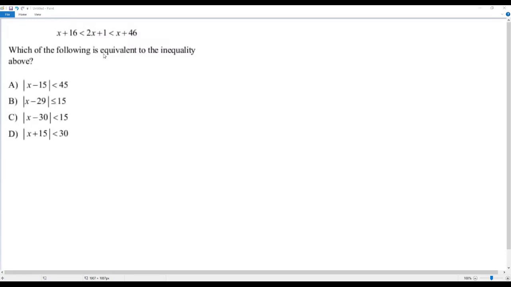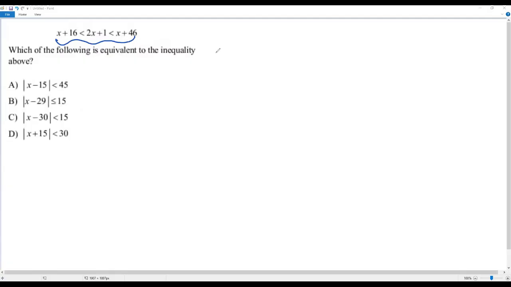Here we have a SAT math problem. Okay, let's go to the question. x + 16 < 2x + 1 < x + 46. Which of the following is equivalent to the inequality above? In the given answer choices, we have absolute value inequalities. So we have to find the absolute value inequality that is equivalent to this compound inequality.